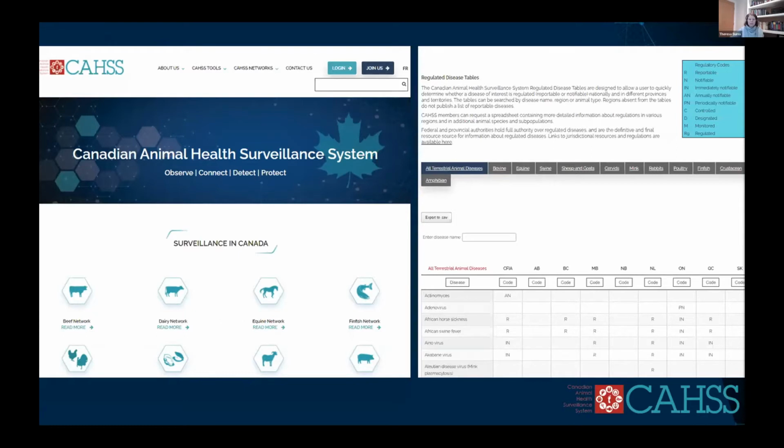So we have a resources library, we have a surveillance initiatives library, so who's doing what in terms of surveillance across Canada. And if you have an initiative that you'd like added, there is a form that you can fill out and we will add that surveillance initiative. We also have a disease alerts page, which is mainly used by our equine sector in posting disease alerts so that information is available across Canada. And then we have a regulated disease table that talks about which diseases are regulated federally and then within each province and territory across Canada. So it's an easy searchable tool.